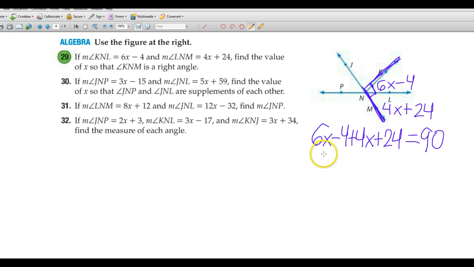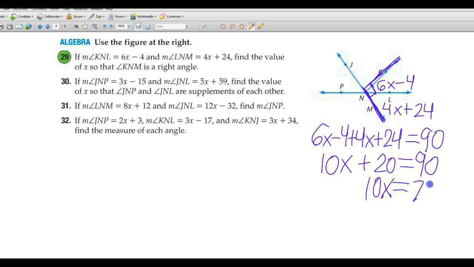So combine like terms. And subtract 20 from both sides. And divide by 10. So x is equal to 7.